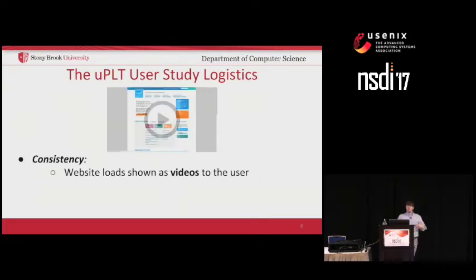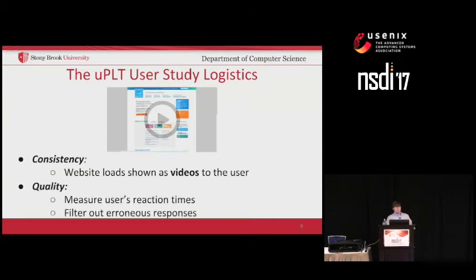In order to establish consistency of this data, users may be experiencing different client-side networking conditions. Page loads are shown to have high variance. So we actually show users videos of the websites, taken from the actual websites loading in the wild. We also ensure quality of our measurements via two specific means.